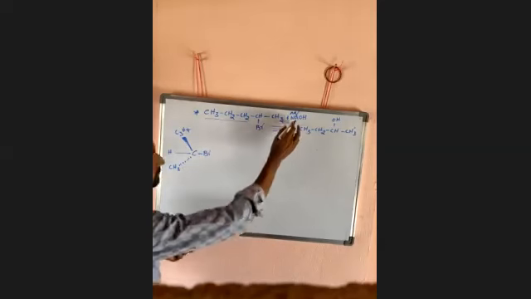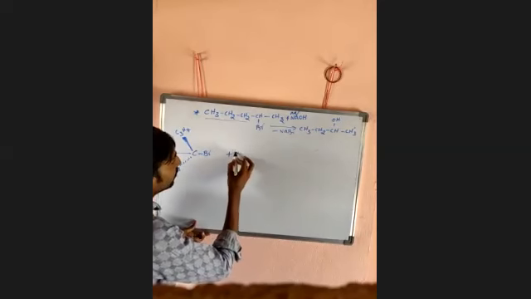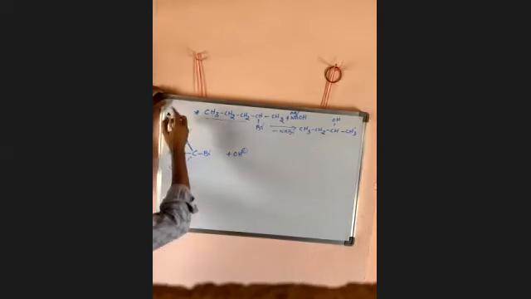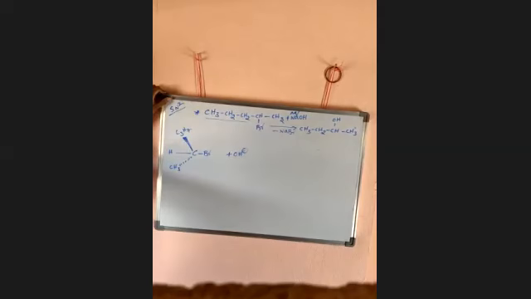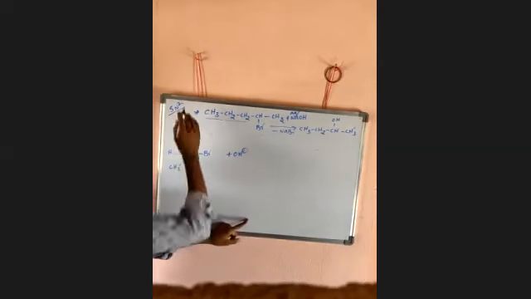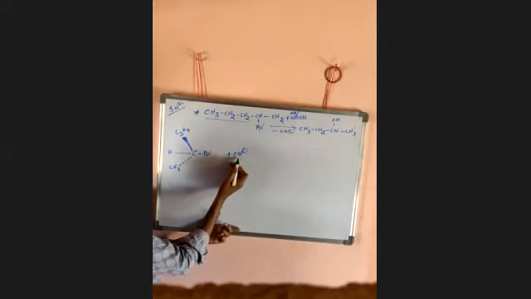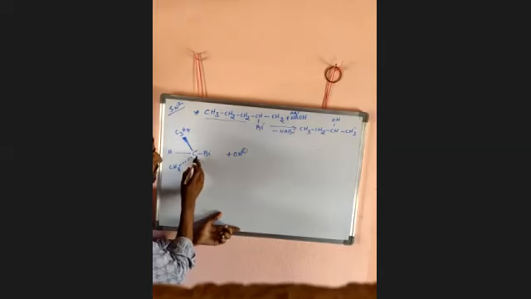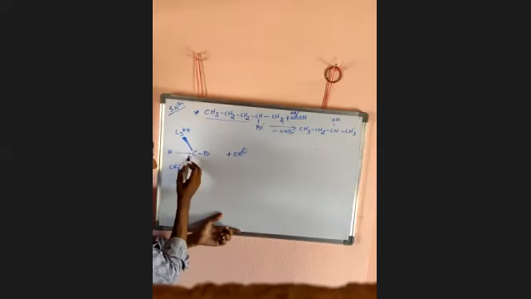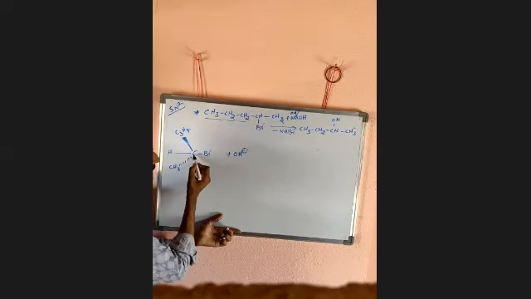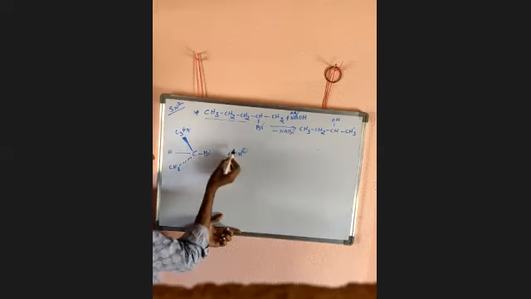Then in case of NaOH, what is the nucleophile? OH minus is the nucleophile. Now this SN2 reaction we discuss here. This OH minus nucleophile attacks the carbon quite opposite to the halide ion, whether bromide, chloride or iodide ion. So it attacks that carbon quite opposite to the Br.